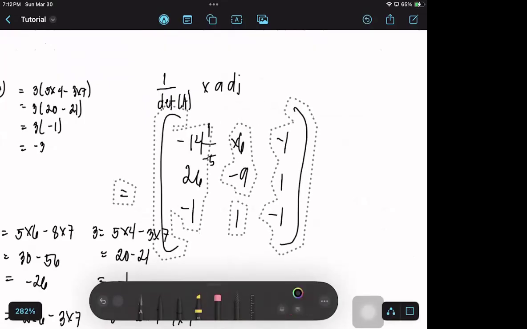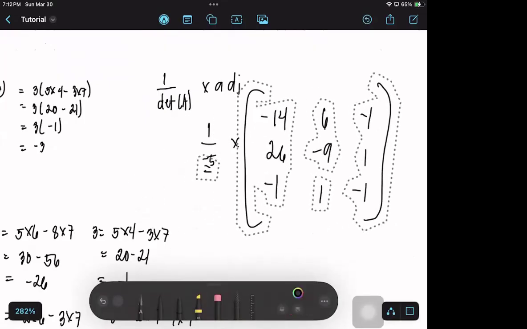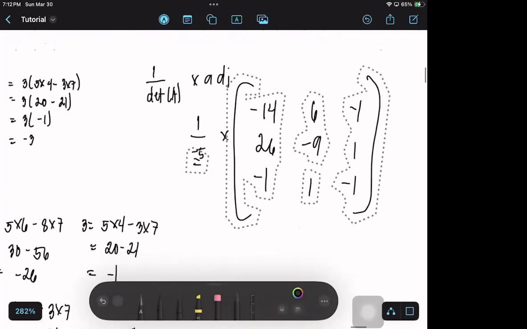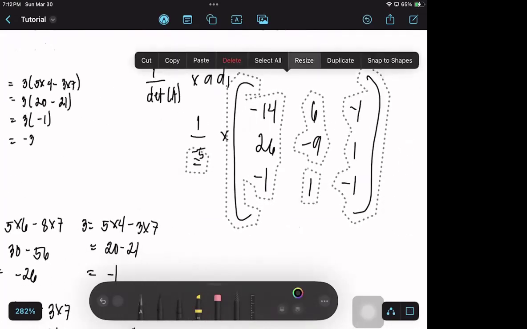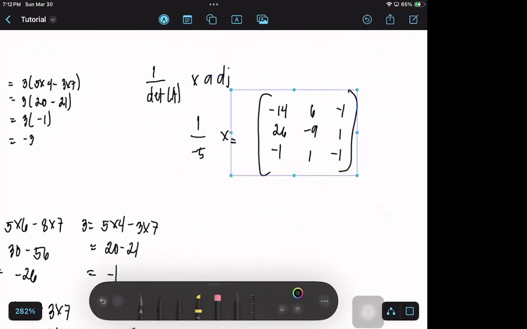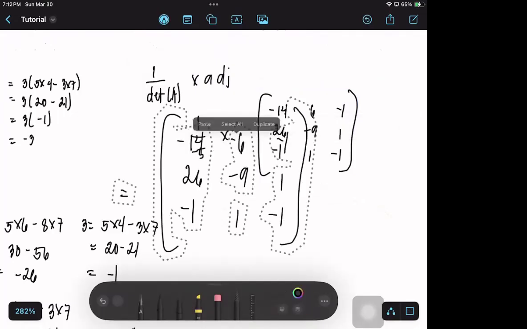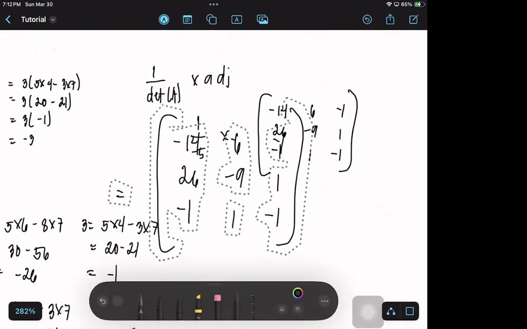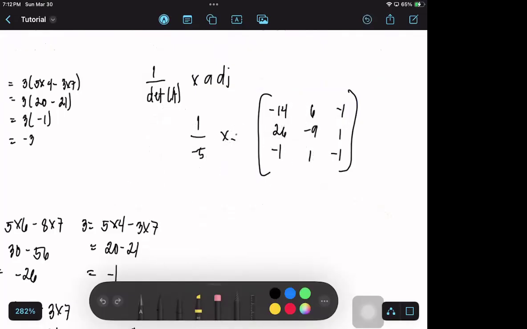So let me just go ahead and resize that. Okay, that will be our result. Okay, let me just remove this. All right. No, no. Okay. All right. Delete that.